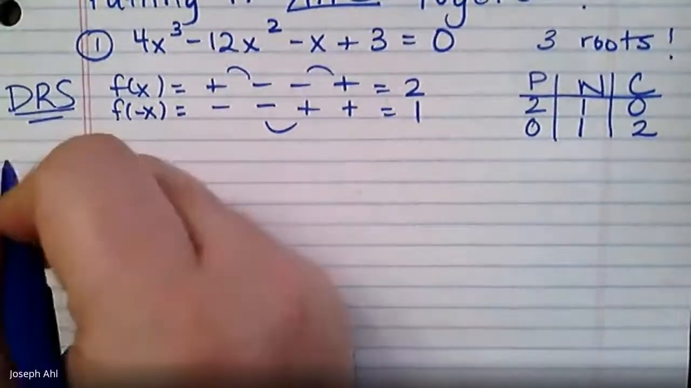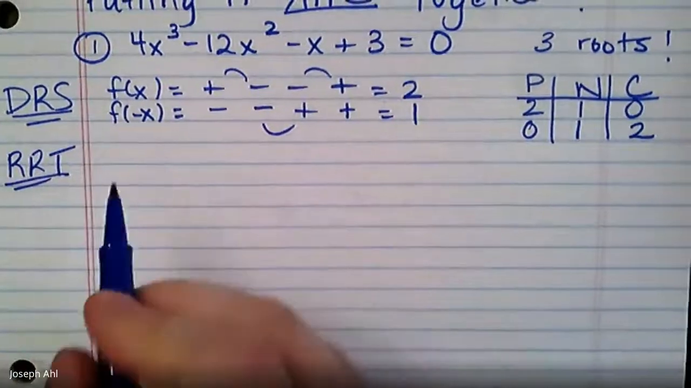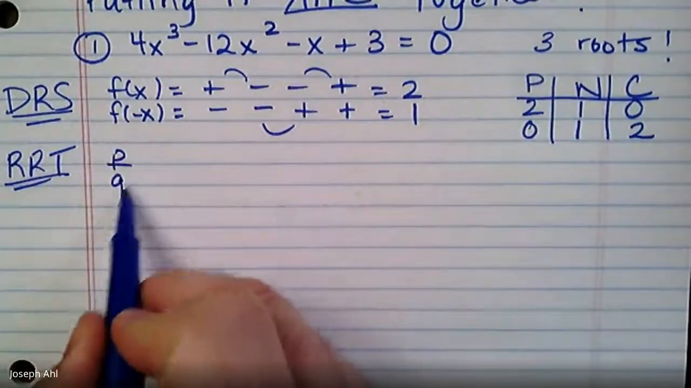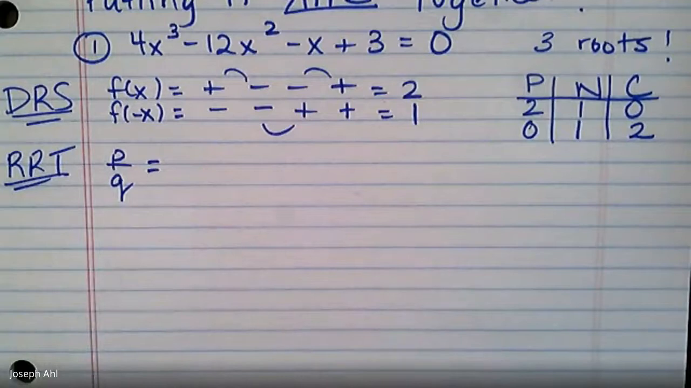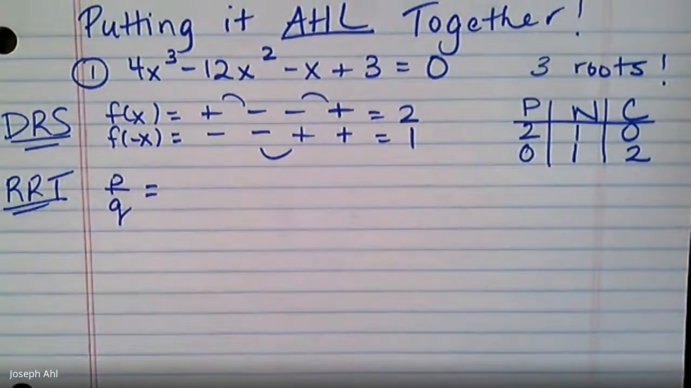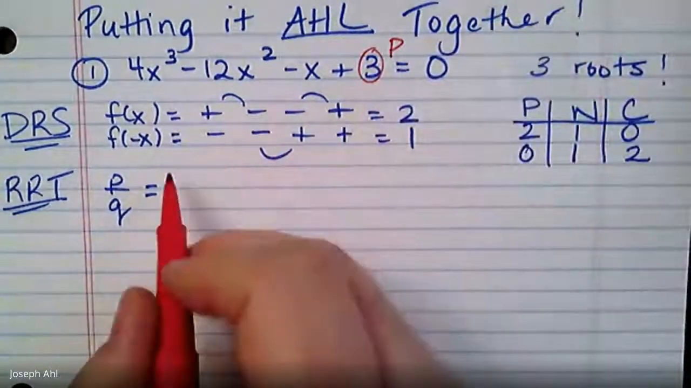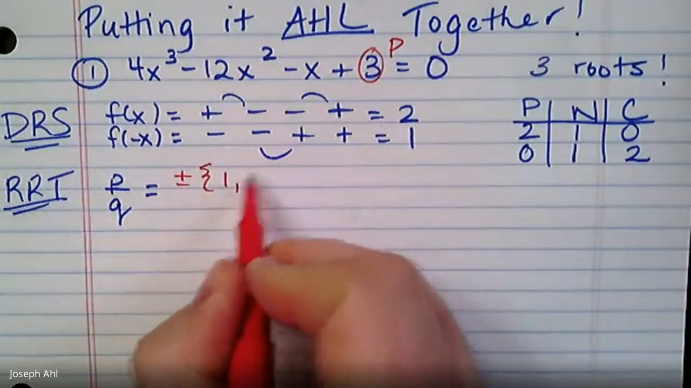All right, let's do the rational root theorem. That's the new test that we're adding on. Rational root theorem says take the factors of p, divide by the factors of q, and those are your possible rational roots. So what is p in this example? P is the last term, the constant. So things that multiply to 3 are plus or minus 1 and 3.